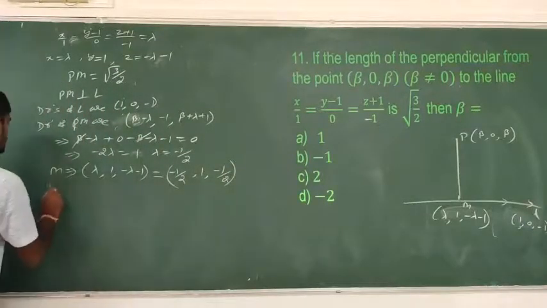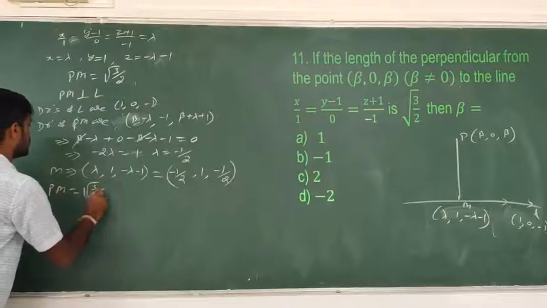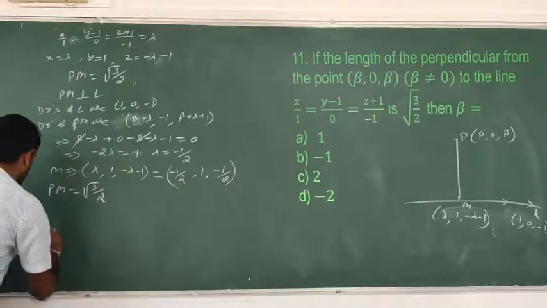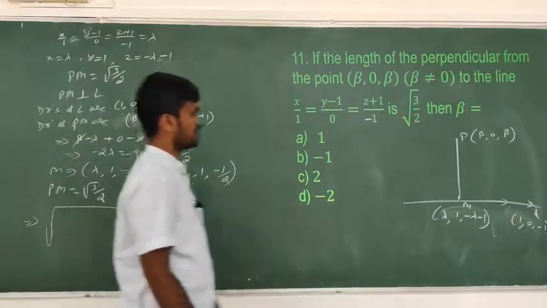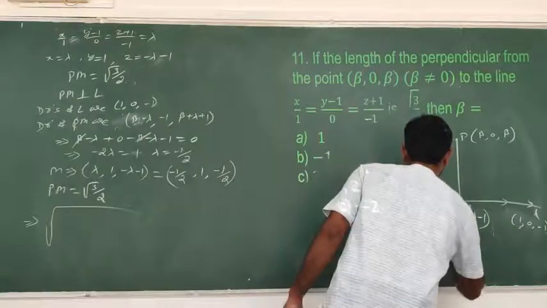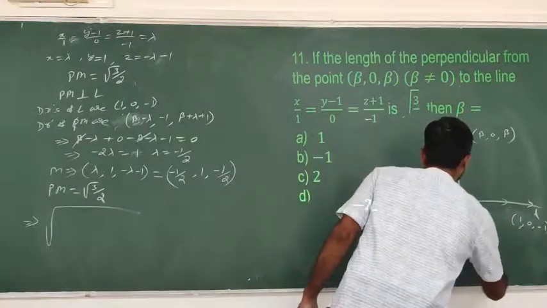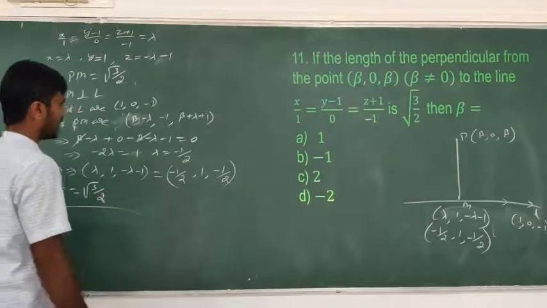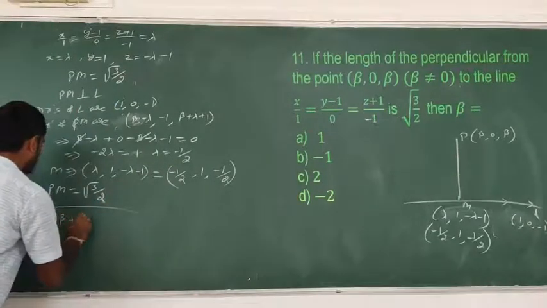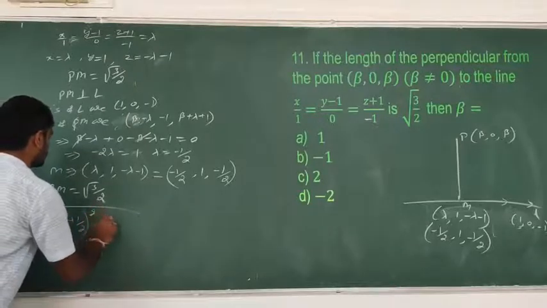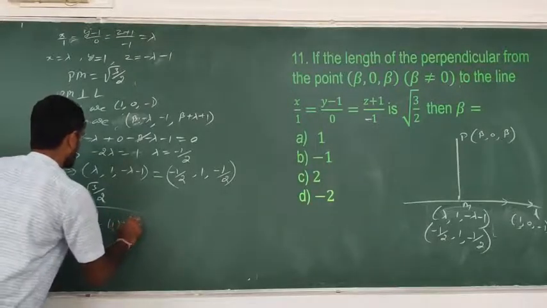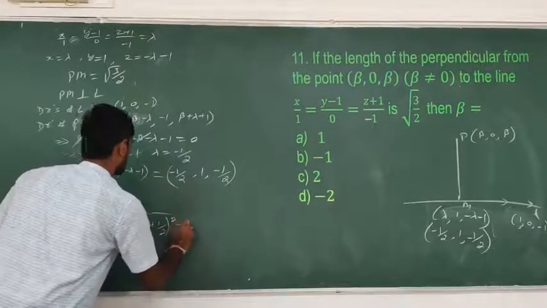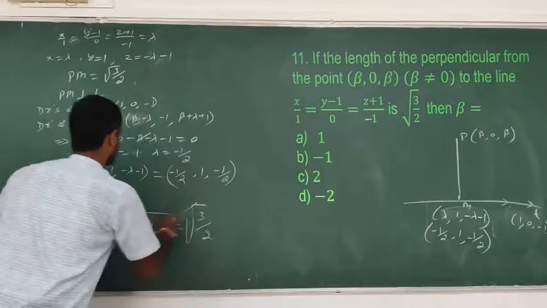Now PM is equal to, what is given? Square root of 3/2, right? PM is equal to square root of 3/2. So this implies that PM is nothing but square root of, use the distance formula. Here the values are minus 1/2, 1, minus 1/2. So beta minus of minus 1/2 is plus 1/2. Beta plus 1/2 whole square plus 1 square plus again beta plus 1/2 whole square is equal to square root of 3/2. Square root cancels.